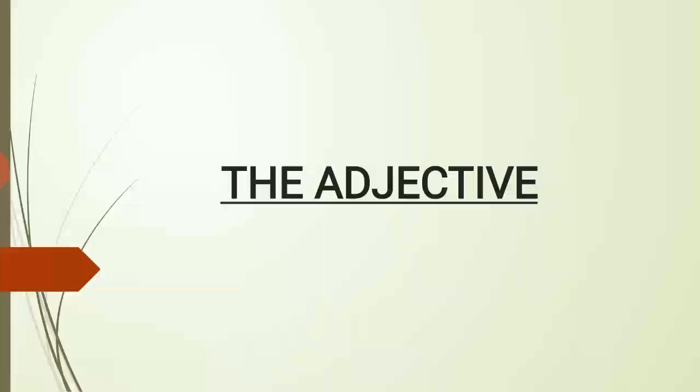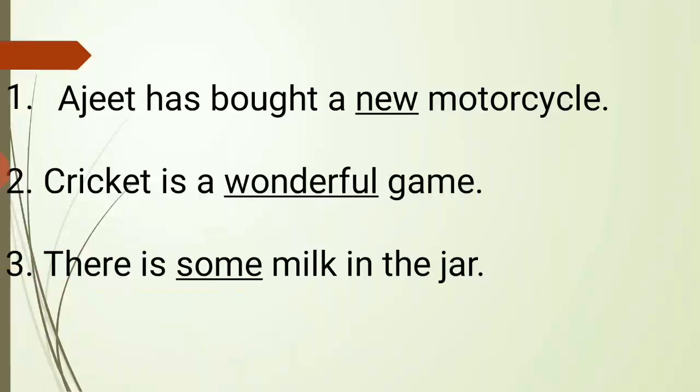Children, in today's session, we'll learn about adjectives and its kinds. First of all, just look at these sentences. Ajit has bought a new motorcycle. Cricket is a wonderful game. There is some milk in the jar.